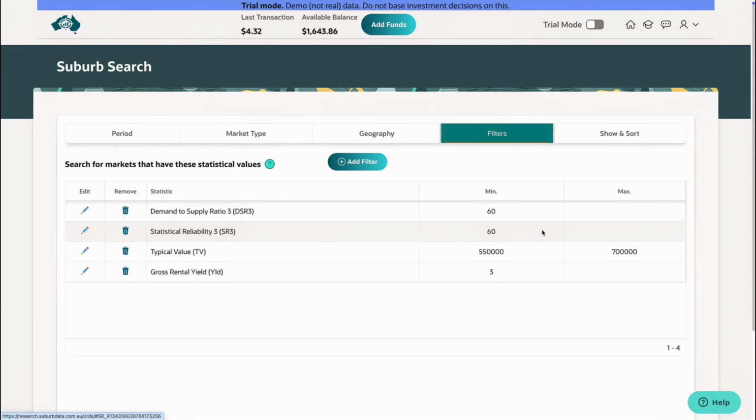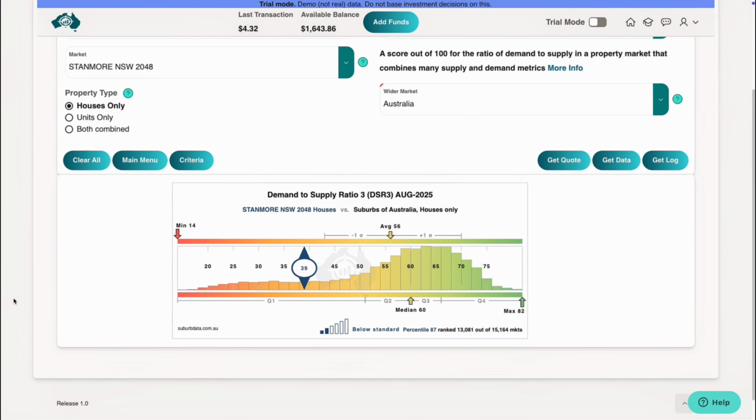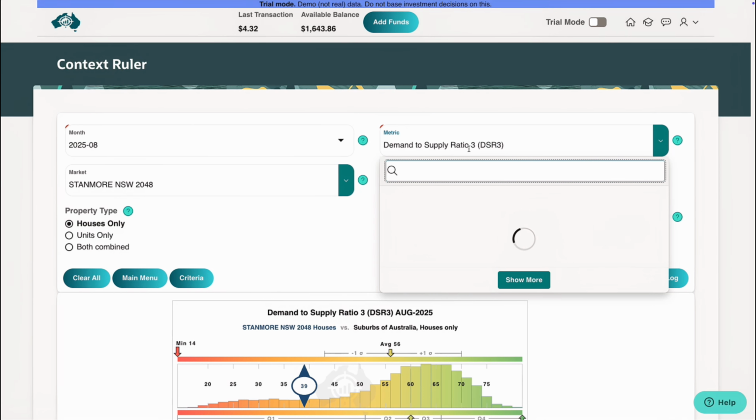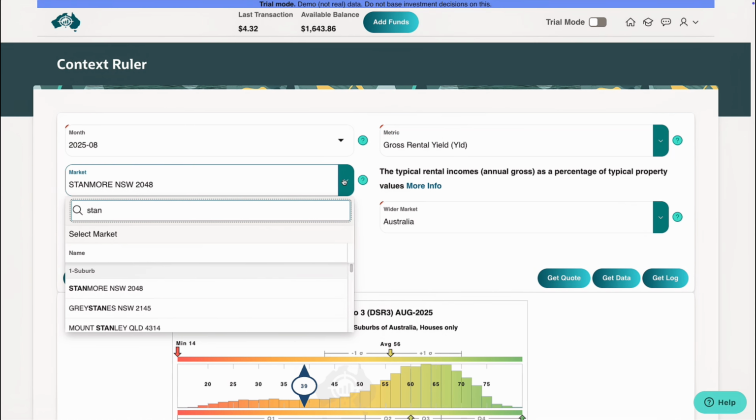Okay, how do you know what values to set for these filters? Especially for a metric you're not intimately familiar with, like the statistical reliability. Even a metric you think you know well may not be what you think in current market conditions. And this is where the context ruler comes in very handy. Let's look at an example I often see: yield. Many investors think they can choose almost any yield they want. They don't realise just how many excellent markets they are eliminating from consideration by putting yield too high.